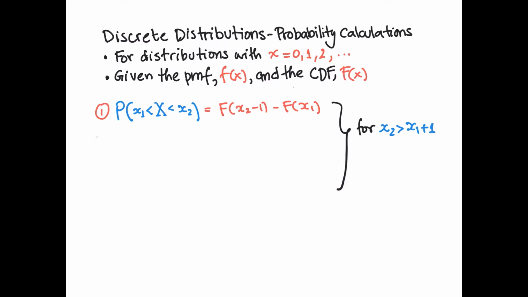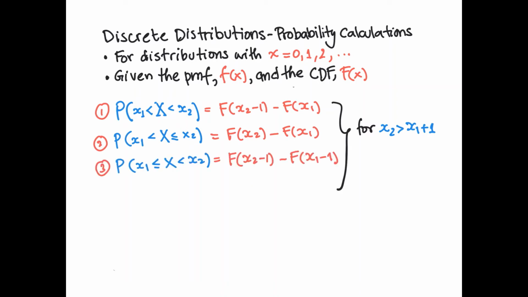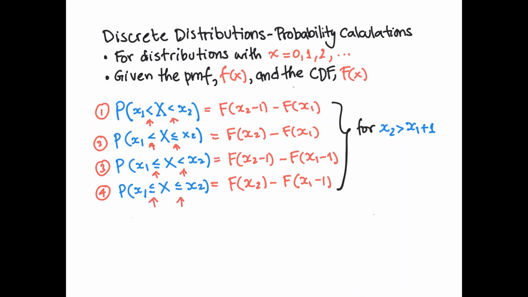In the next page, we're going to present the calculation of probabilities for discrete variables for different intervals. And we have the first one here. Here's the second one, the third one, and the fourth one. Basically, we have contemplated here every possible situation: less than in the first one, less than or equal in the second one, less than or equal in the first one, less than in the second one, and less than or equal in both of them.